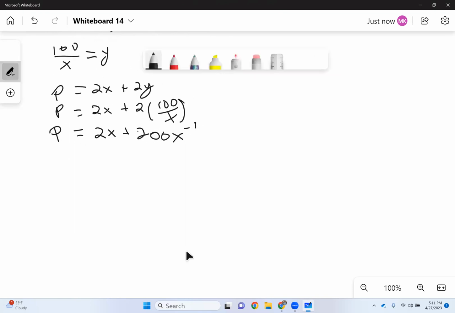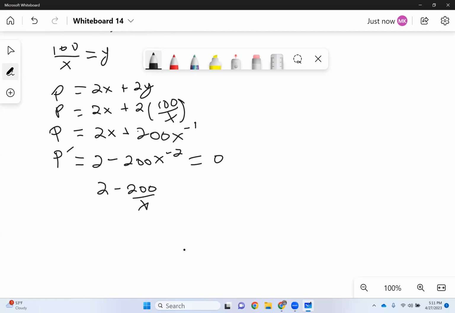So P prime equals 2 minus 200x to the minus 2. Set that equal to 0, and we have 2 minus 200 over x squared equals 0. Let's add 200 over x squared to both sides, so 2 equals 200 over x squared. Multiply both sides by x squared: 2x squared equals 200. Divide both sides by 2: x squared equals 100, so x equals 10.